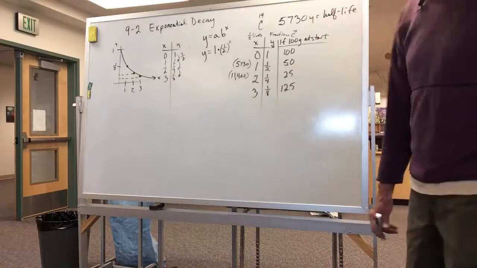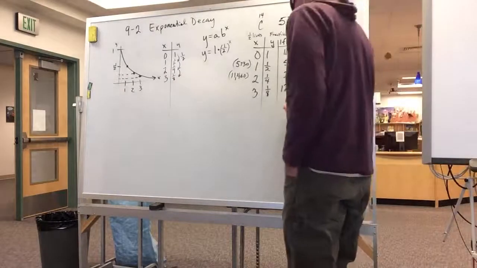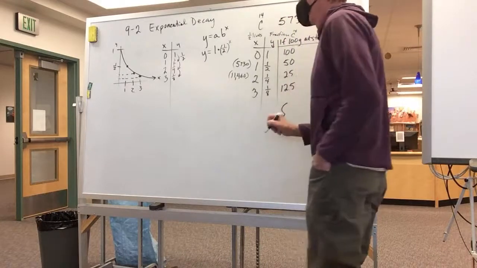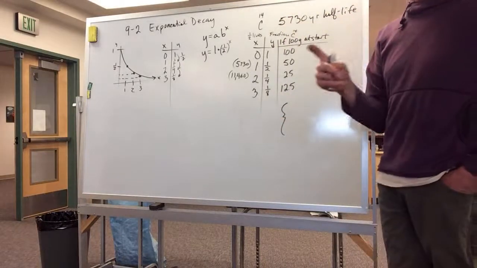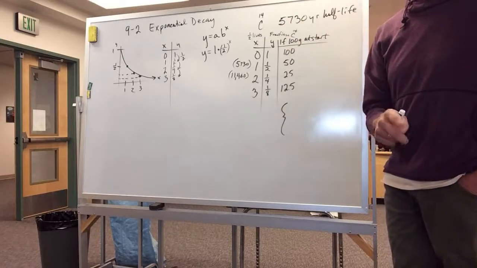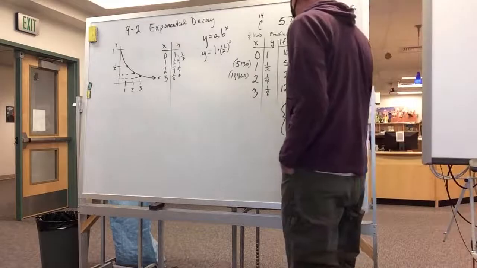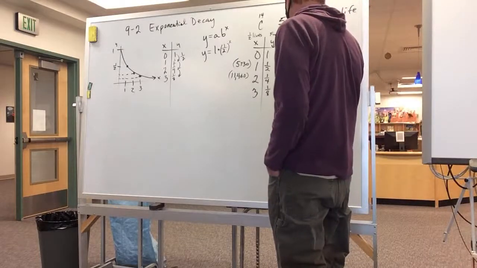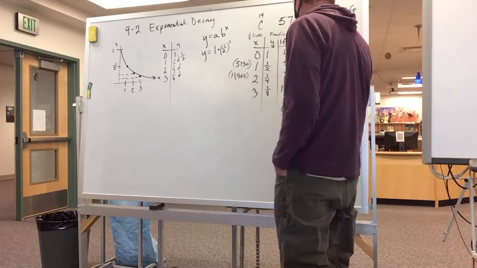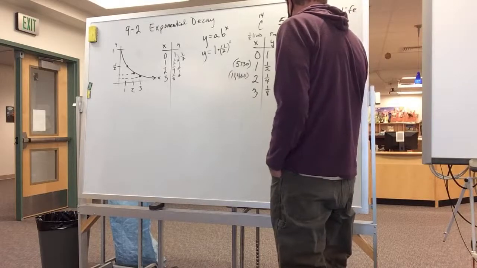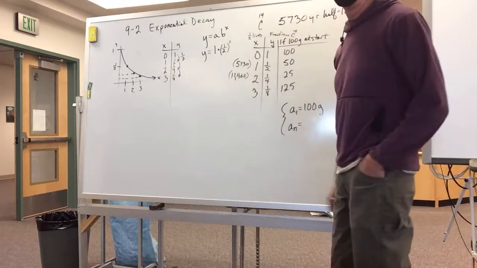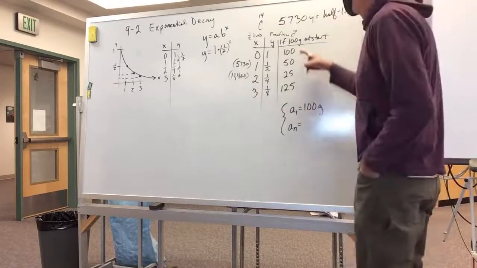So if we're going to write this recursively, we need to have 2 lines. We need a line that states the beginning amount and then what the change is. So the beginning amount would be A sub 1 is equal to 100 grams. And then the actual amount of the nth term is going to be, how do we want to write this?